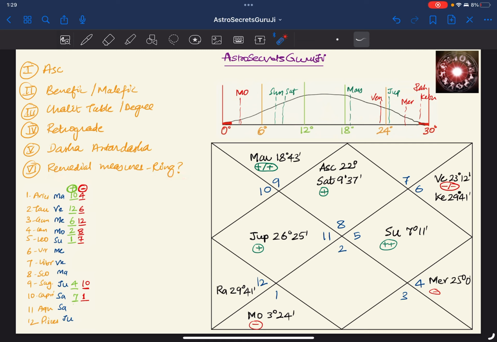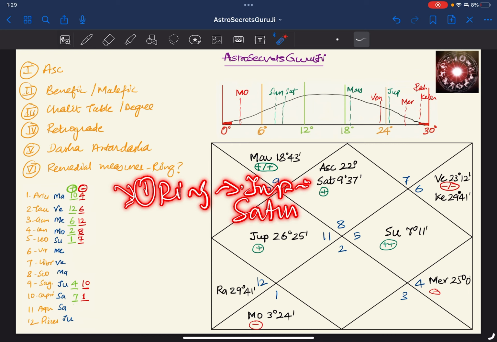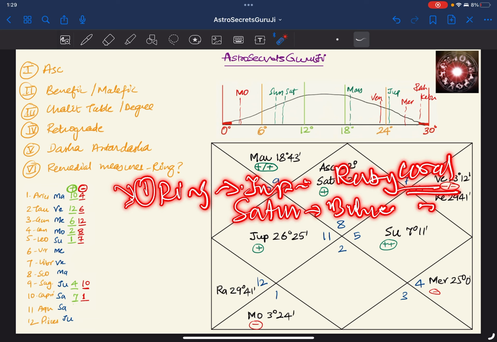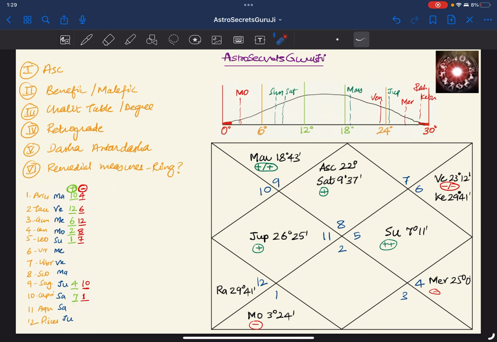So when we talk about remedial measures, there are 2-3 measures that are taken. One is wearing a ring. Jupiter, yellow sapphire, Saturn, blue sapphire. All of it we know, like you have ruby also, you have coral also, right? So all these rings, if a planet is benefic, which means it is marked in green, right? Four planets are marked in green, then you can wear it.